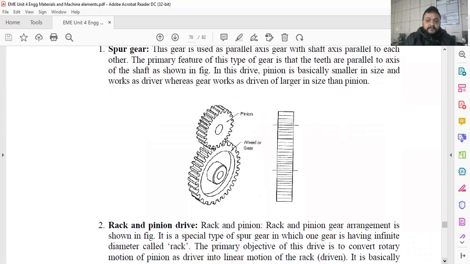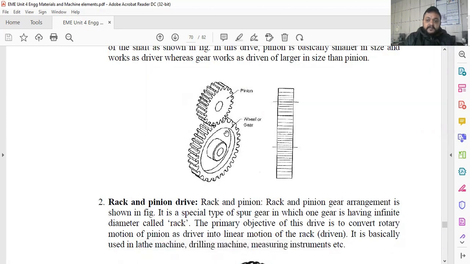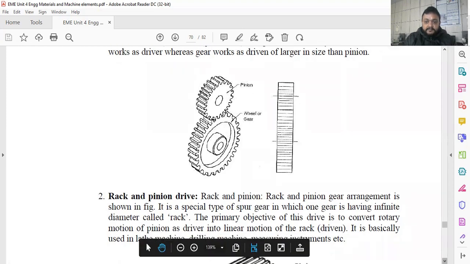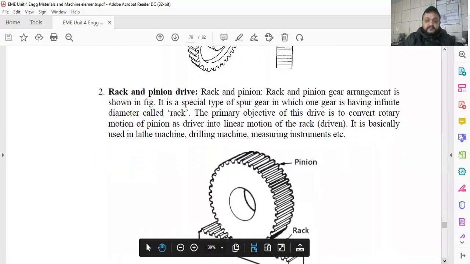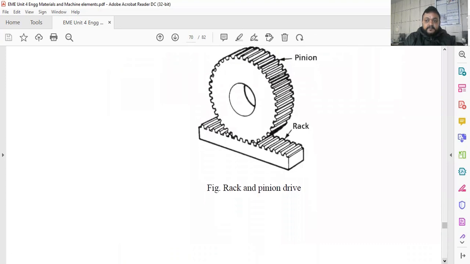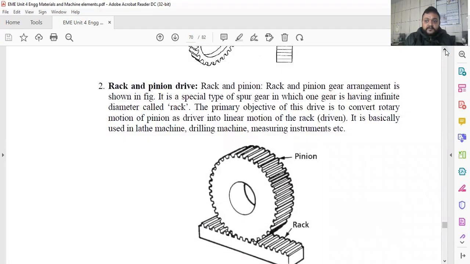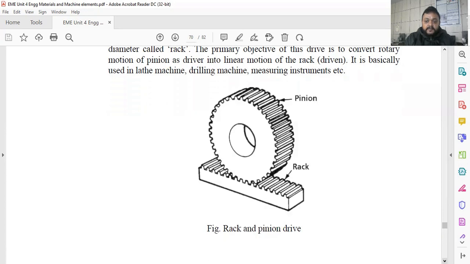In the spur gear you can see the number of teeth are joined like this and they are in rotation with each other. One point you have to keep in mind is that the rotation of both the gears is normally considered as in opposite direction. Okay, so spur gear is there, and rack and pinion type of gear is also there, where one is a gear and one is the horizontal rack. Normally in certain applications rack and pinion kind of gears are used, like drilling machines, measuring instruments, or lathe machines. Basically, spur gears are widely used, specifically in automobiles.